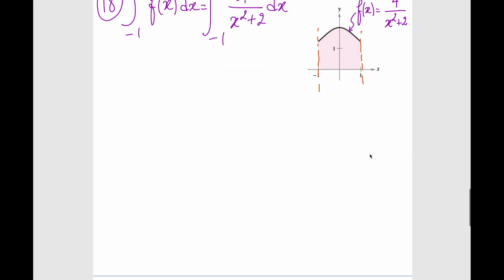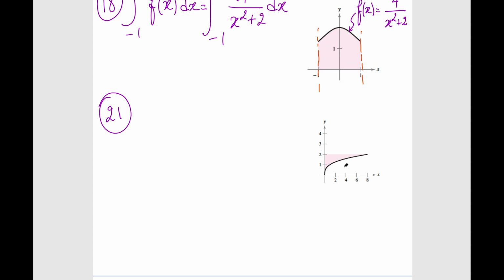And paste it here. Okay. And they told us, this is 18, right? This is number 18, by the way. So this is number 18. Sorry, 21.